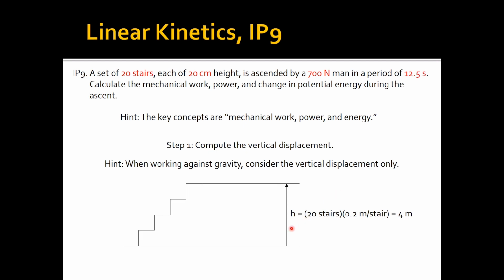So for the height, how many stairs are here? 20 stairs. And 20 centimeters is equivalent to 0.2 meters, so 0.2 meters per stair. Multiply this by 20 and we get 4 meters. The total displacement traveled is 4 meters.